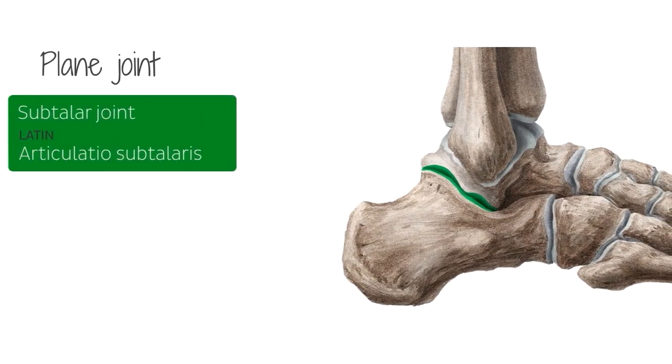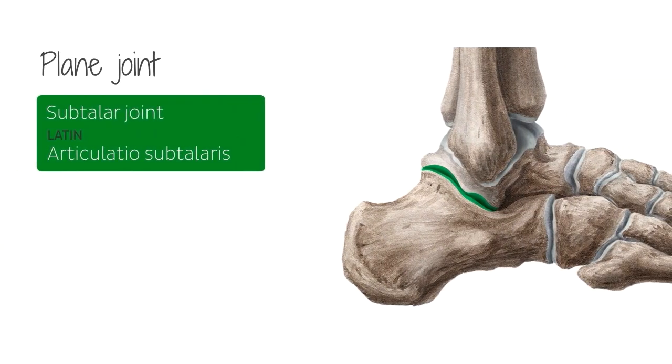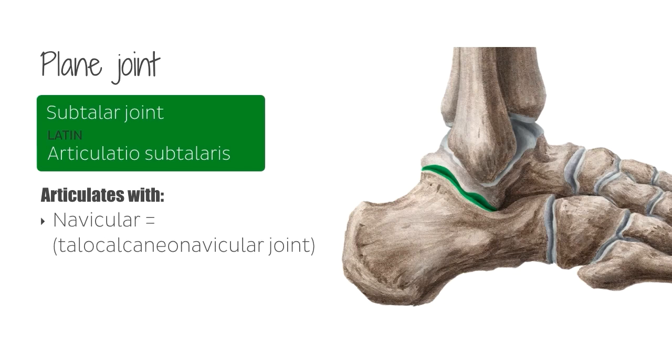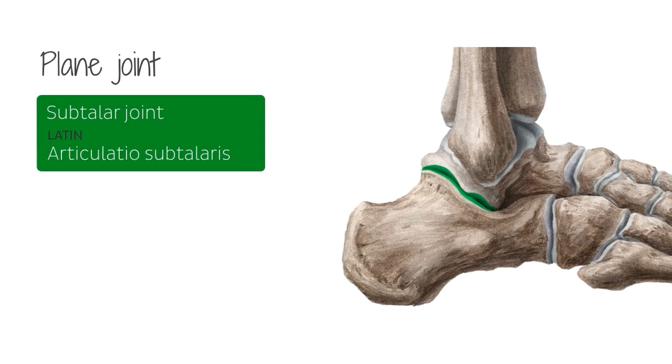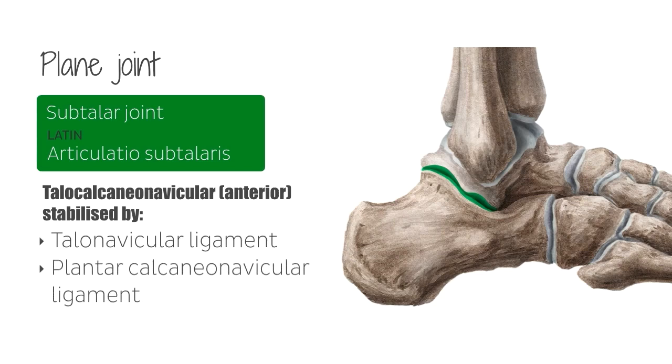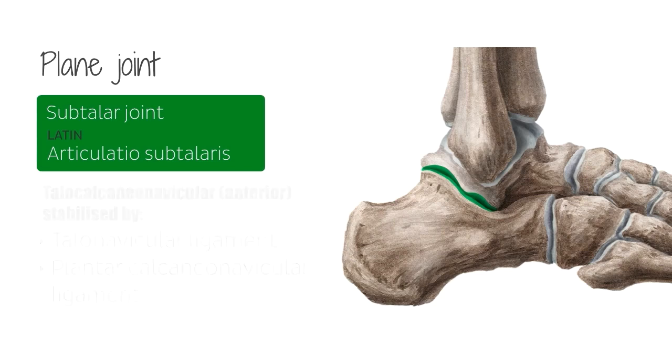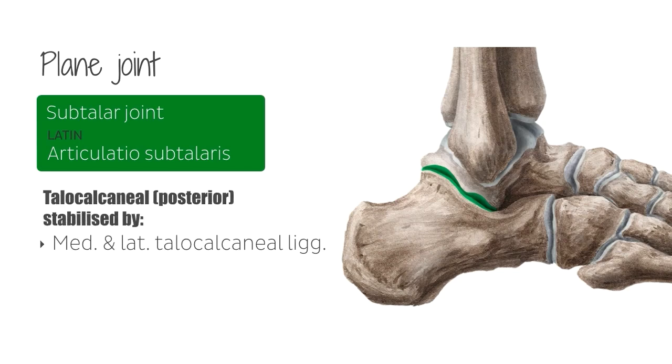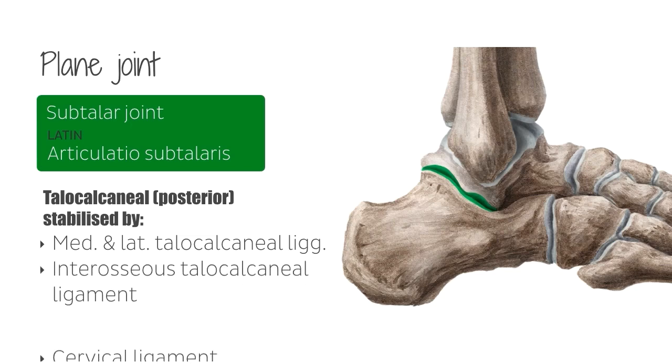Just inferior to the ankle joint, we see the subtalar joint, a plain synovial joint which consists of anterior and posterior articulations. In this joint, the talus articulates with the navicular and the calcaneus, effectively forming the talocalcaneo-navicular joint and the talocalcaneal joint respectively. The talocalcaneo-navicular joint, which is also the anterior compartment of the joint, is stabilized by the talonavicular ligament and the plantar calcaneo-navicular ligament. The talocalcaneal joint, which is the posterior compartment of this joint, is stabilized by the medial and lateral talocalcaneal ligaments, the interosseous talocalcaneo ligament, and the cervical ligament.